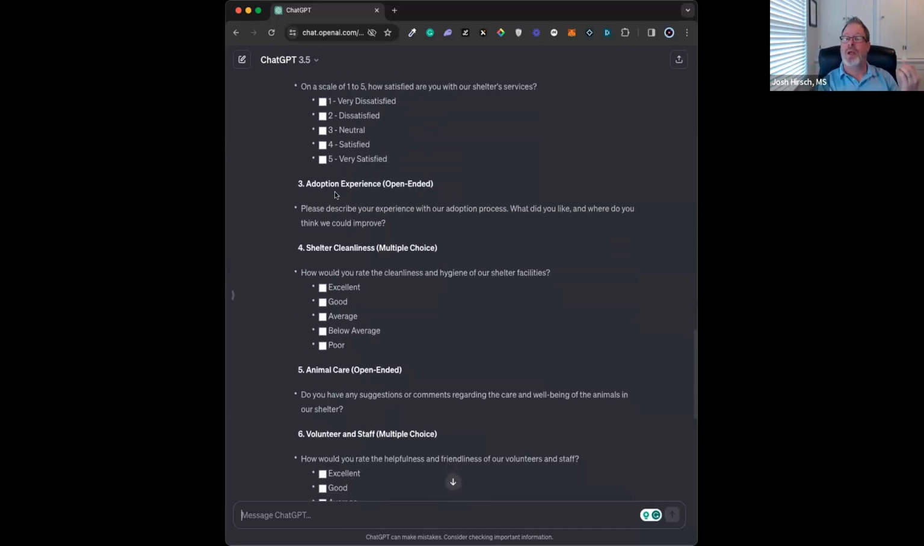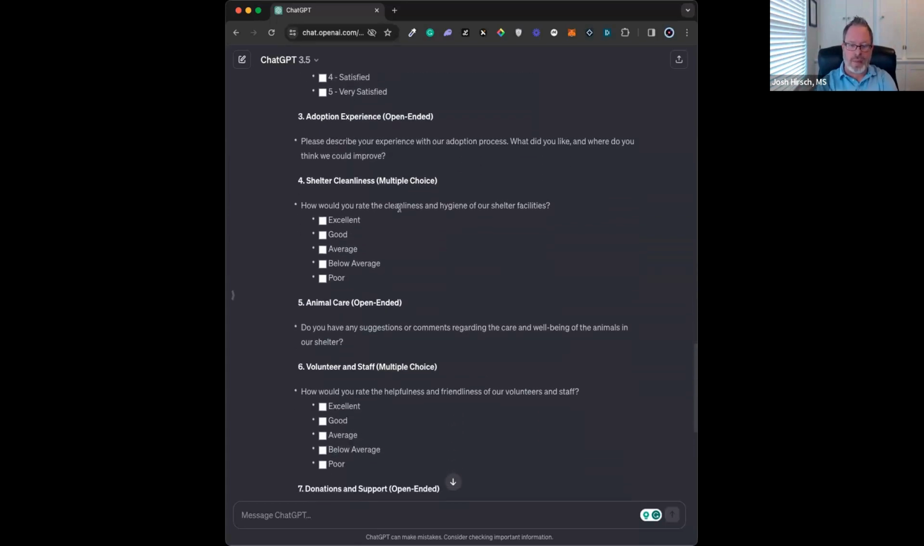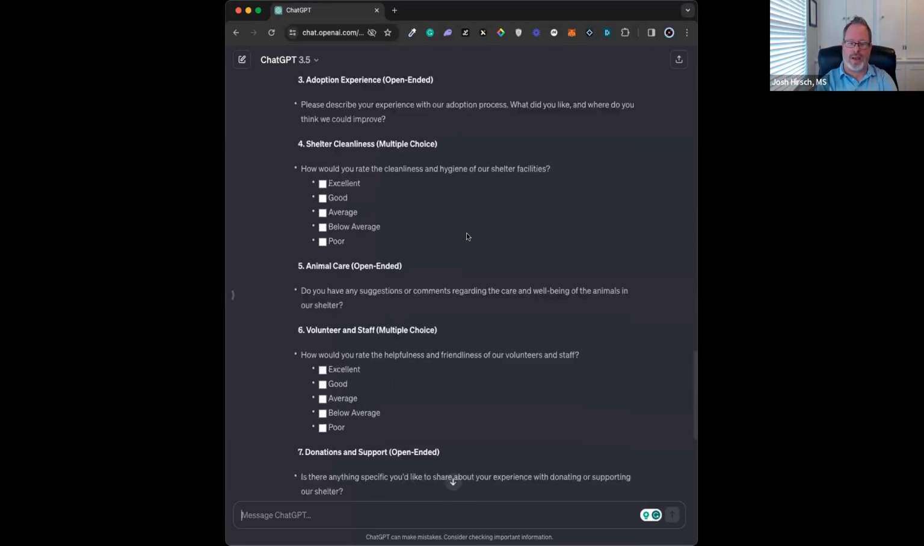Then we're getting into adoption experience. Please describe your experience with our adoption process. What did you like and where do you think we can improve? That's a really powerful question because at the heart of what we do, we want to make sure these animals are getting back into the community. So I like that one. How would you rate the cleanliness and hygiene of our shelter facilities? I think that's also a good one, because we want to make sure that we're maintaining quality care for our animals as well as a quality outward experience for those that come.